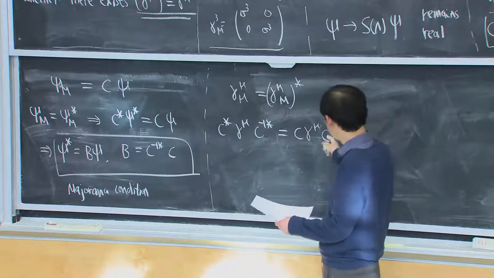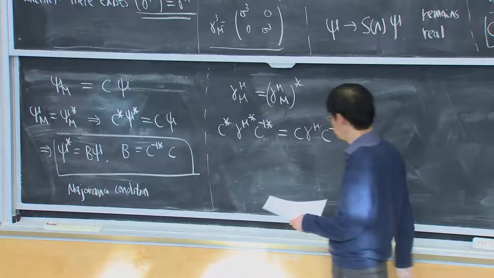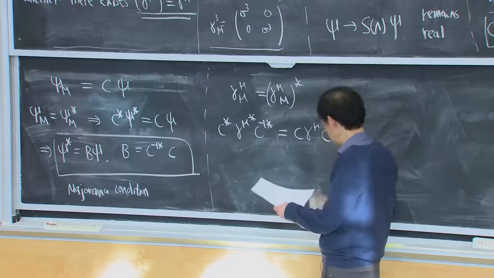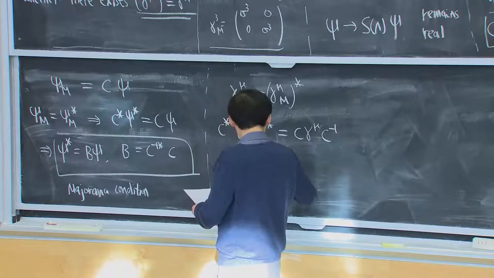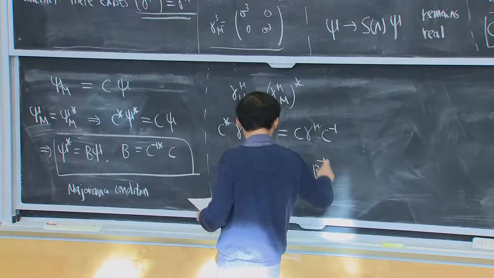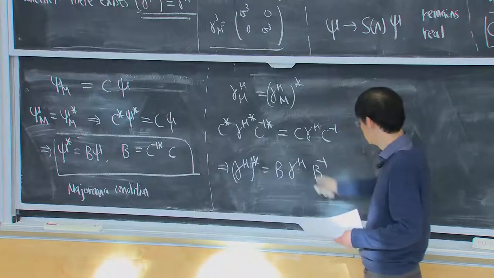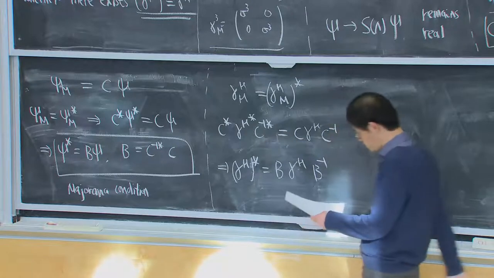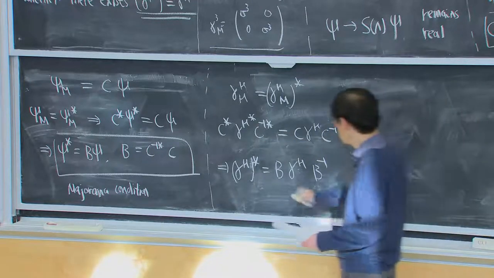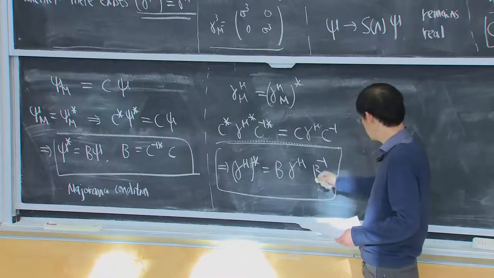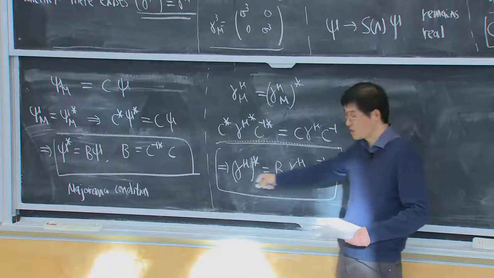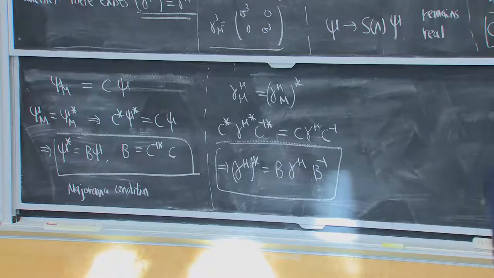And now, if we put all the C to this side, we find gamma mu star is just equal to B gamma mu B minus 1. So you just put this to this side, so this becomes B, and this becomes B minus 1. So now we see that B makes sense: it's actually the matrix that takes gamma mu to gamma mu star. So B is the matrix to take the star.